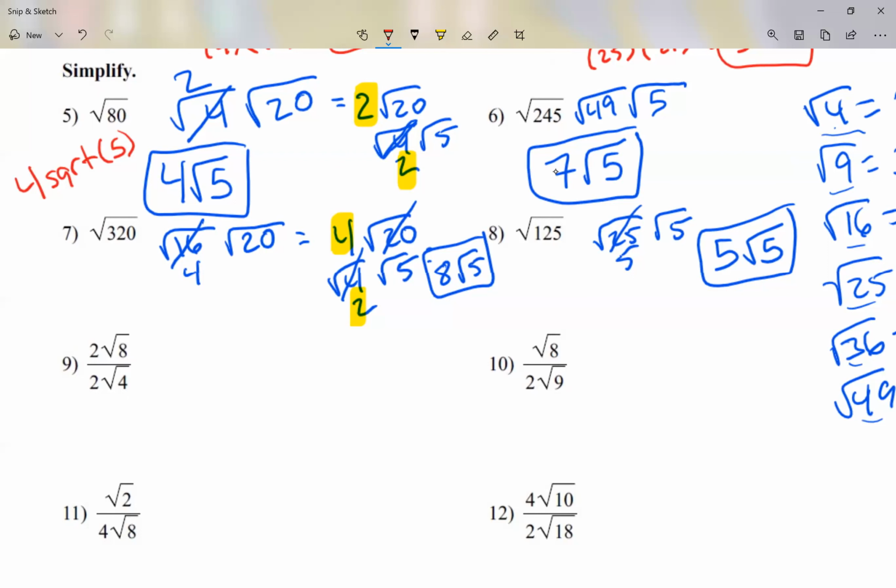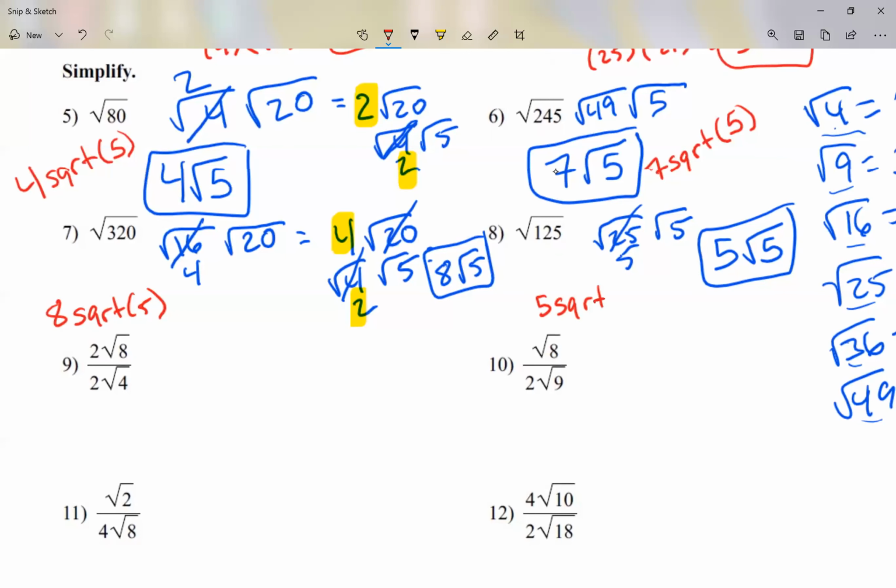If you're looking at number 6, 7 square root of 5, we're going to go 7 SQRT, open and close parentheses, but inside the parentheses, I'm going to do a 5. 7 square root of 5. And then for number 7, it's going to be 8 square root of 5. And then number 8 is going to be 5 square root of 5.